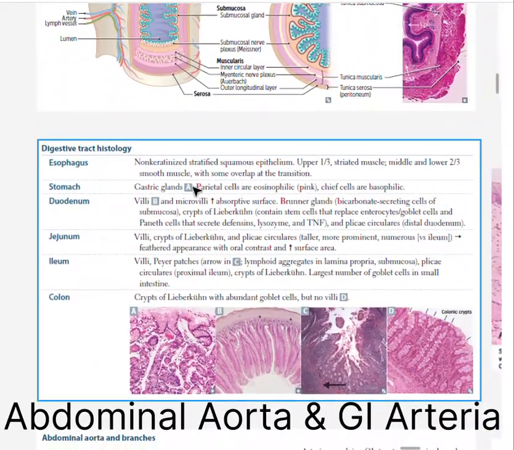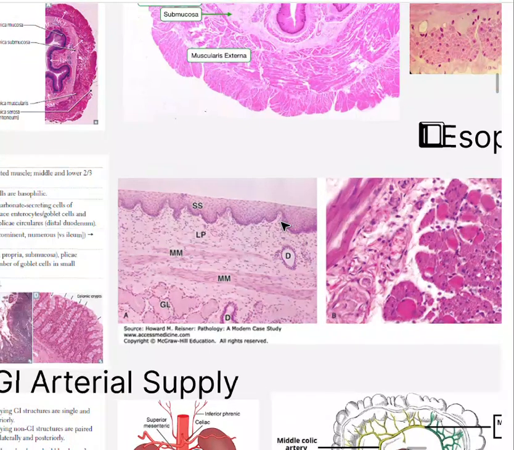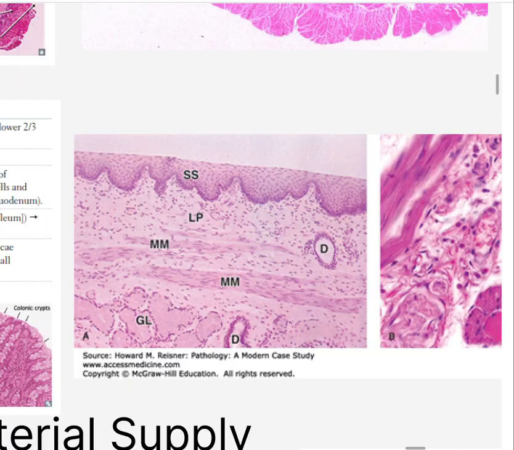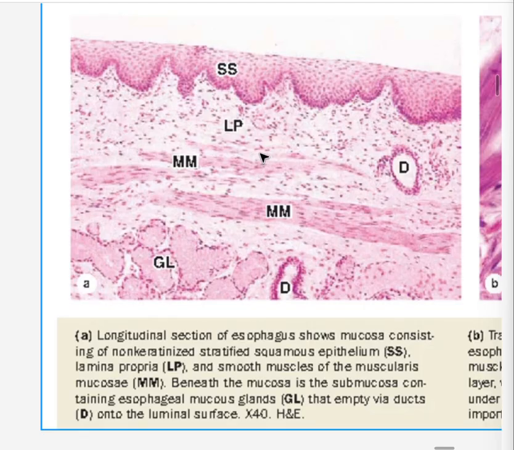Okay, moving on to digestive tract histology. Let's look at the esophagus first. So this is a picture of the esophagus. This is basically a longitudinal section of the esophagus.